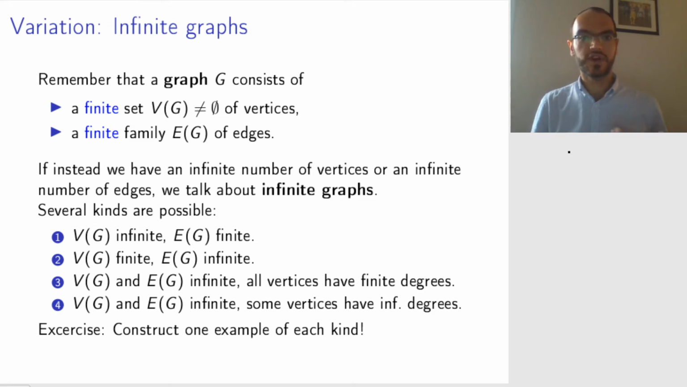Let me start you off. One example is the null graph on infinitely many vertices. It has infinitely many vertices and no edges at all. You can have the opposite. You can have a finite number of vertices and an infinite number of edges.